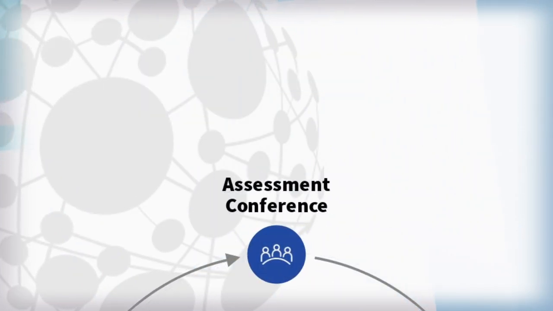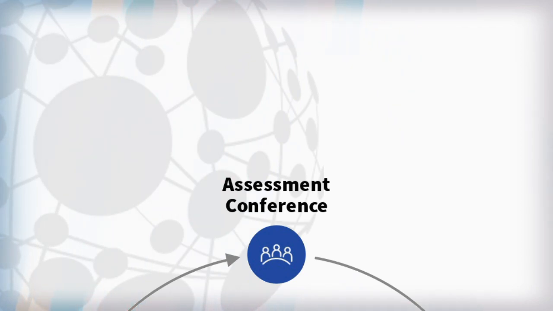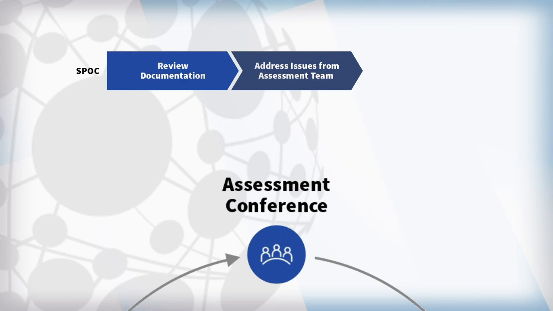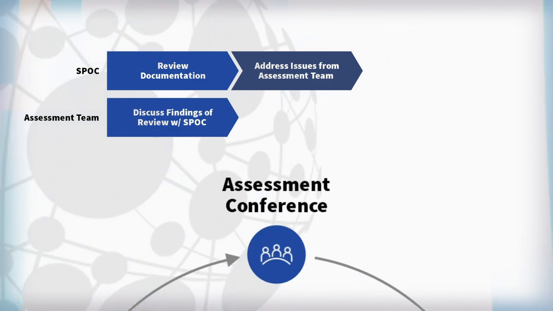The assessment conference is a vital step in assessing a solution's compliance with the BMM. During this phase, the Solution Point of Contact and other stakeholders involved in the assessment gather any missing information and address any gaps in the documentation. The assessment team, Solution Point of Contact, and the relevant stakeholders then come together to discuss the findings of the document review. Each element of the BMM model is discussed, and the requirements are compared with the evidence provided to the assessment team.